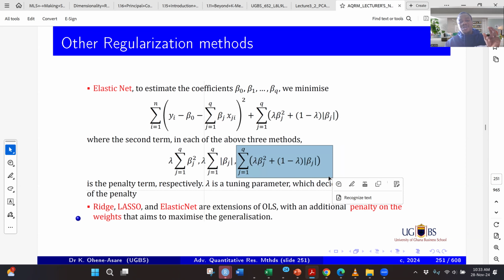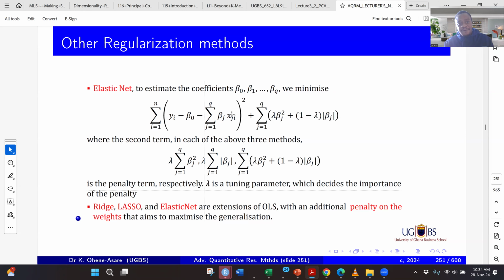All of these, you can put them in the software and you get the answer straight on. All of these are penalty terms. And then the lambdas you see are tuning parameters, which decide the importance of the penalty that you are giving to it. So all of these are extensions of the OLS with the extra penalty on the coefficient or the weight. And the goal of this is to maximize the generalization by minimizing the errors.